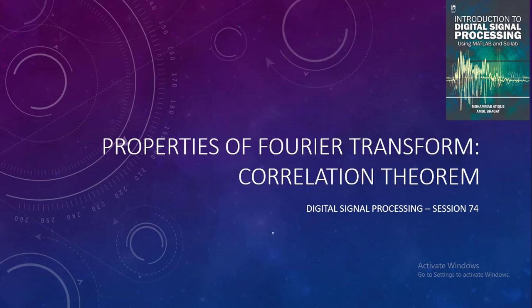In the previous session, we have seen four theorems of Fourier transform, that is linearity, time shifting, time reversal, and convolution theorem. In today's session, we will be discussing the correlation theorem and its modified version, which is for finding the autocorrelation, also called the energy spectral density. That theorem is called the Wiener Khintchine theorem. So these two theorems we'll be discussing, that is the correlation theorem and the Wiener Khintchine theorem.